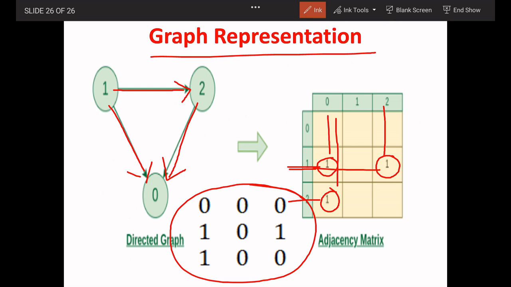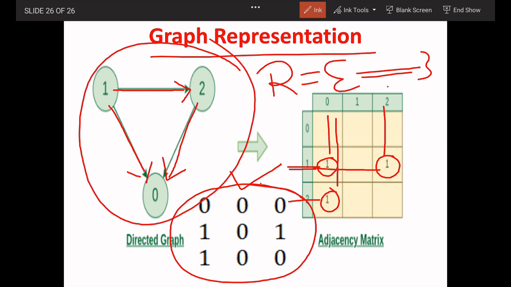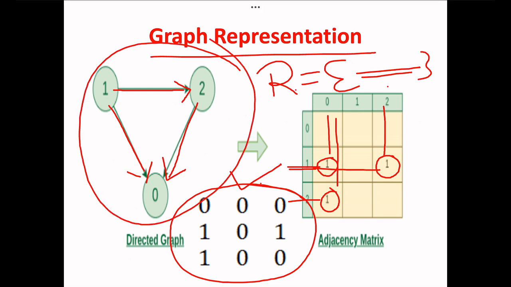Okay, so you can see by the help of this R, I can represent the matrix, and I can represent the graph also. So this is very important. Okay, directed graph. So I think that you understand the adjacency matrix.